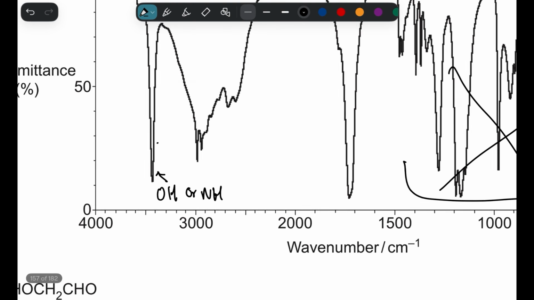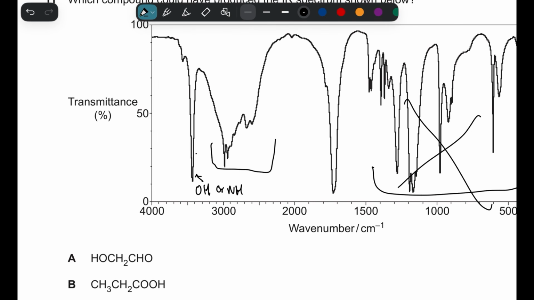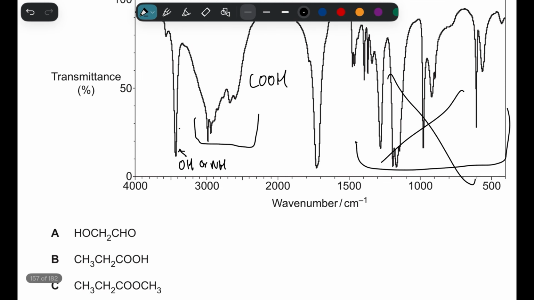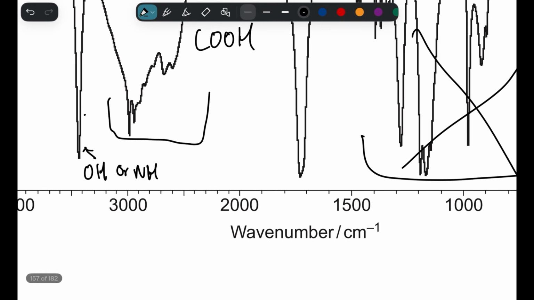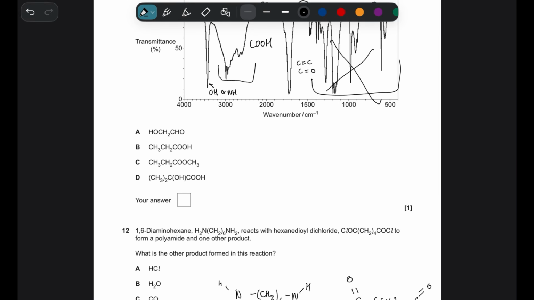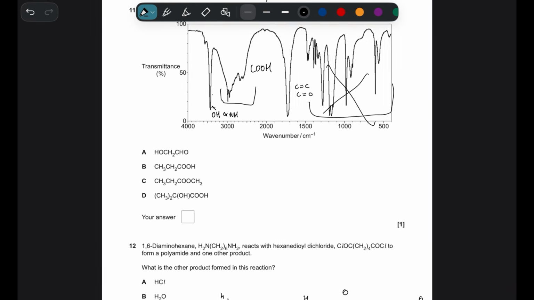Okay. We've got this really broad one here as well, spanning from maybe 2,600 to the low 3,000s. So I'm thinking that broad peak is only really ever going to be COOH. And then we also have this peak here, at about 1,700. So at 1,700, I'm looking at my data sheet, and that's going to be either C double bond C or C double bond O.